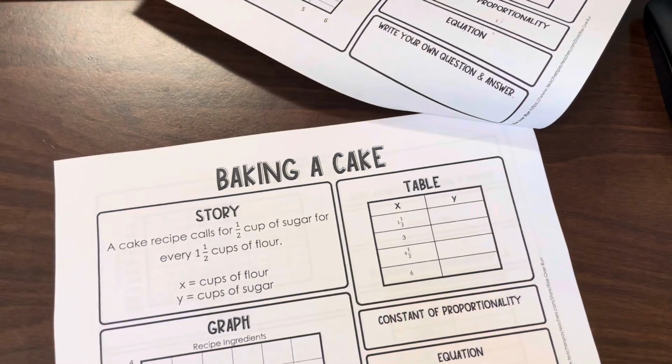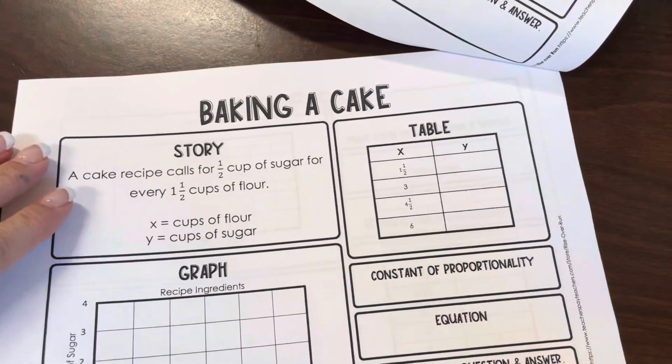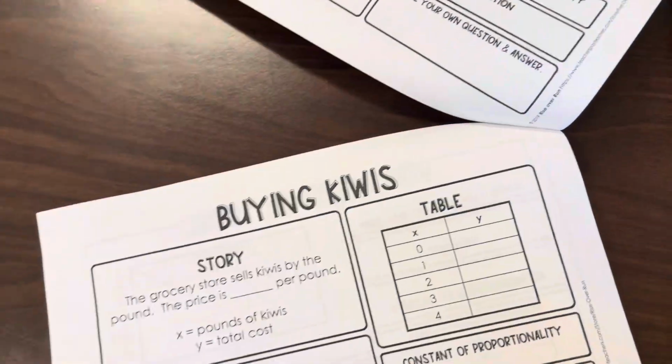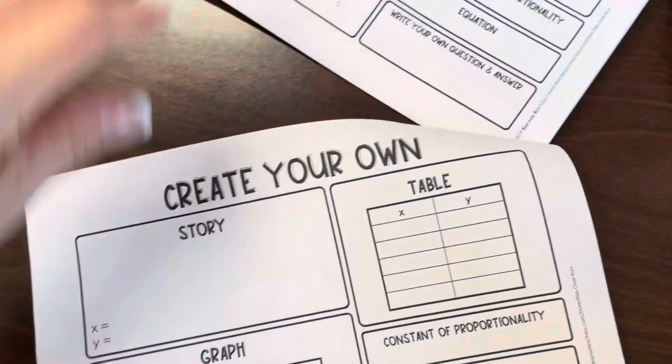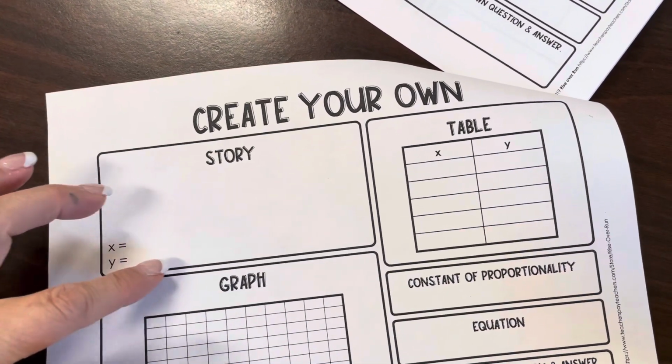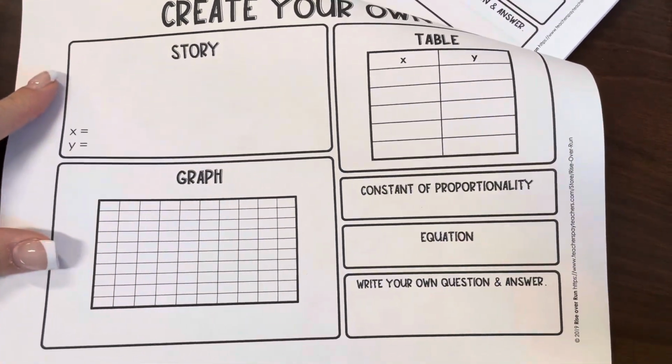As you can see, you have several different ones to complete. You might need a calculator on some of those. When you get to the last page, okay, it says create your own. So you're going to come up with your own story with your own labels, and this should be the fun part.